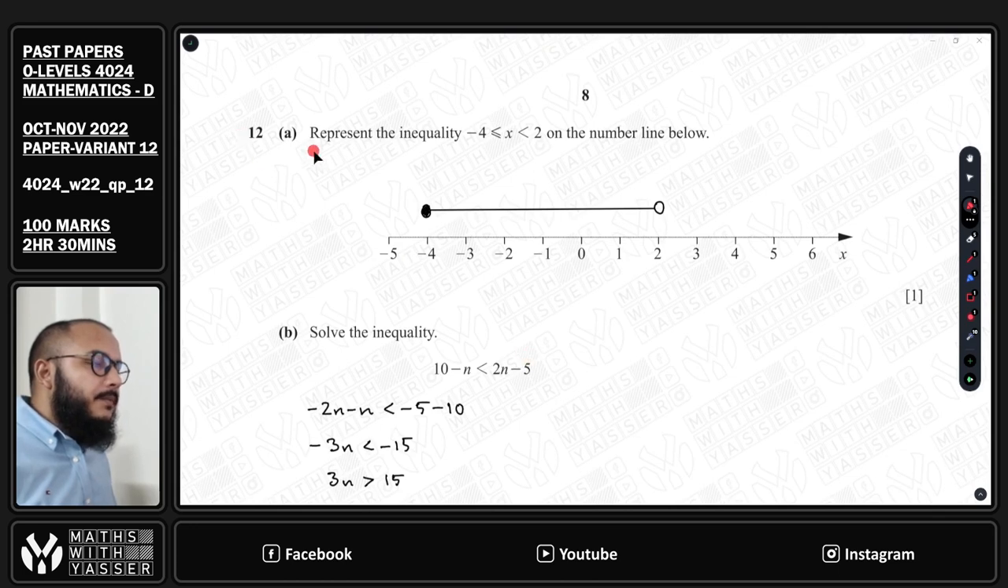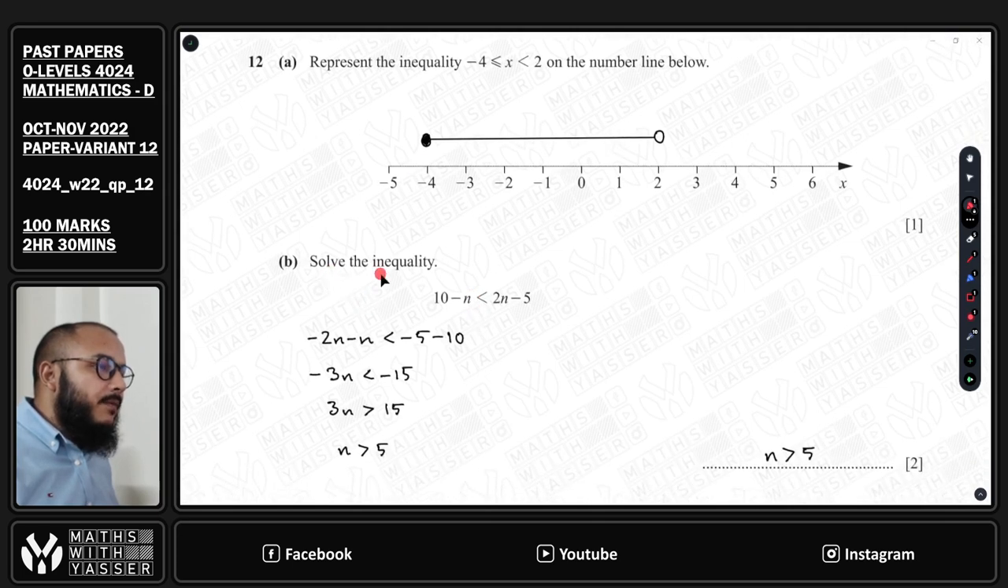Question number 12. Represent the inequality minus 4 less than or equal to x less than 2 on the number line below. Since we have less than or equal, we must be including minus 4, and since it says x is less than 2 but not less than or equal, we are not including 2. So that is the answer they're looking for.